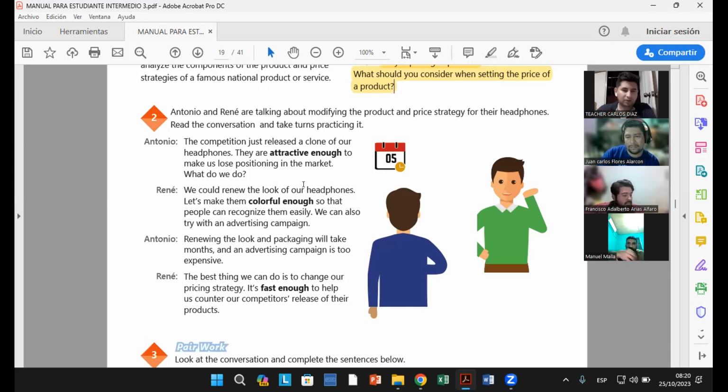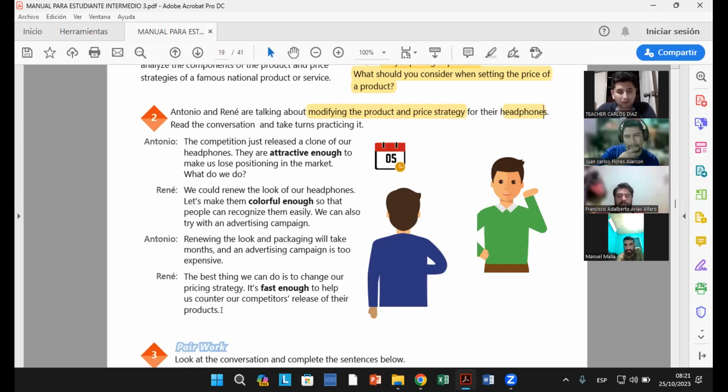Good. We have a reading here. Antonia and Rene are talking about modifying what? The product and price strategy for their headphones. Okay. Good.